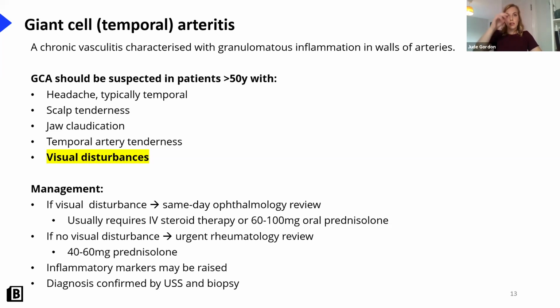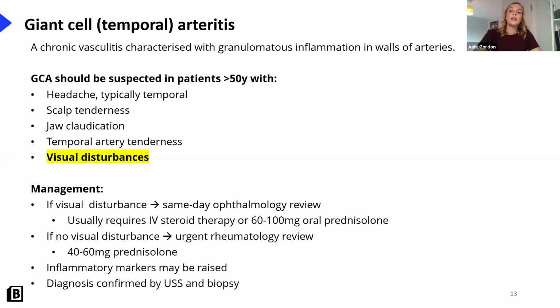Scalp tenderness is another classic one, and people often describe noticing it when brushing or tying up their hair. Jaw claudication means pain in the jaw muscle, typically over the masseter muscle, after a few minutes of chewing. This can be tricky to differentiate from temporomandibular joint disorders, because that also gives you pain in the same area after chewing, and can also cause referred pain up into the temporal region. So sometimes it can be tricky to tell the two apart, and obviously one is a lot more acutely concerning than the other.